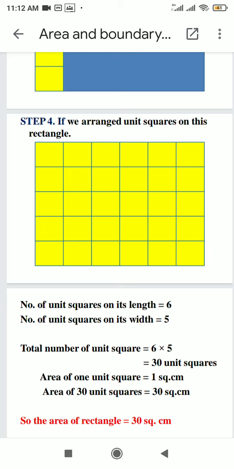The total number of unit squares is equal to 6 into 5, which is equal to 30 unit squares. The area of 1 unit square is equal to 1 square centimeter. The area of 30 unit squares is equal to 30 square centimeters. So the area of the rectangle is equal to 30 square centimeters.